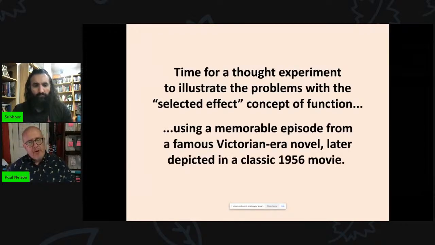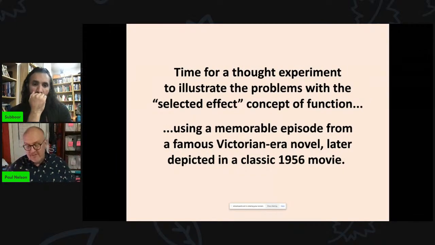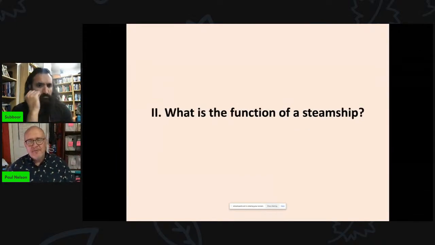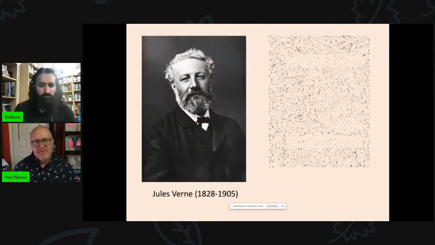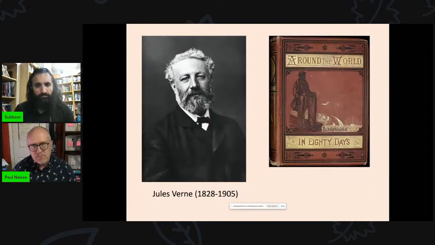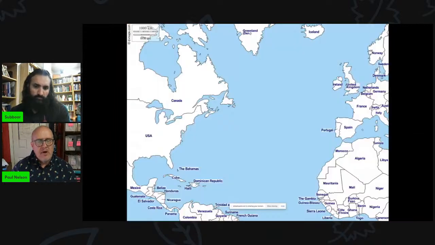Time for a thought experiment to show why it's problematic. And this is going to be now my steamship example, which I said might seem a little weird, but it's going to make sense, I hope. All right, what is the function of a steamship? So I'm taking the example from a famous novel by Jules Verne, Around the World in 80 Days. Published in the late Victorian period, and also made into a film in 1956.